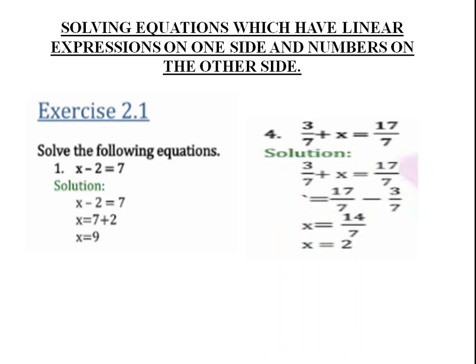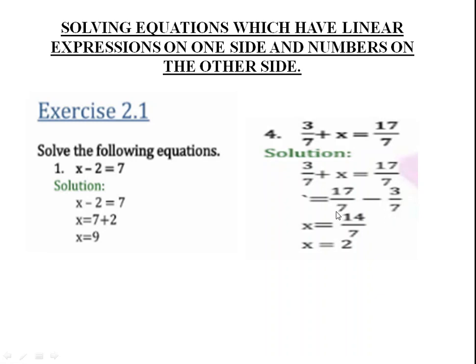Students, tell me which is the variable? Here x is the variable. 3 by 7 is added. So when you take it to the other side of the equal to sign, what will happen? It will get subtracted. So 17 by 7 minus 3 by 7.